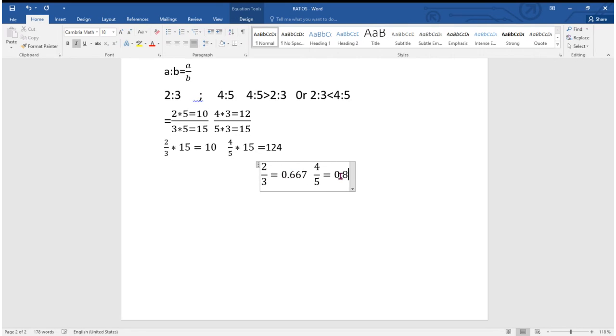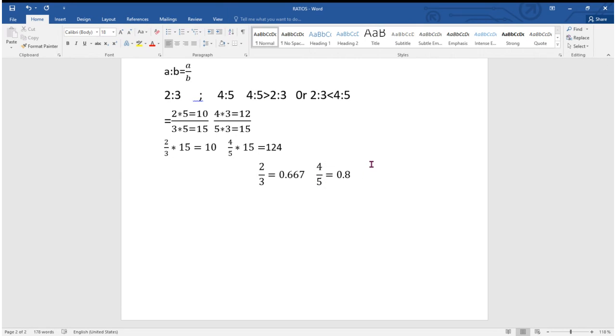So you ask yourself which one is bigger between 0.6 and 0.8, and you know that 0.8 is greater than this one. So it means 4 over 5 is greater than 2 over 3, or 2 over 3 is less than 4 over 5. So that is how you compare. This is how you compare ratios. It is very, very simple.